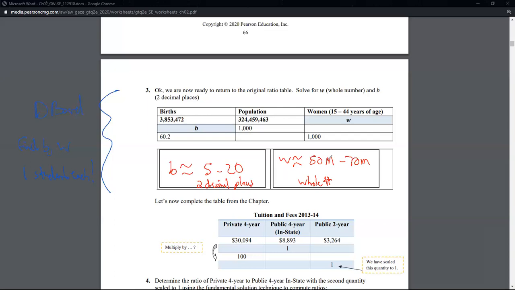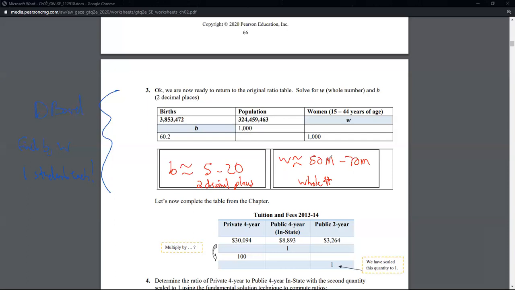It's not all women, it's only women between 15 and 44, and there's a lot of women less than 15 years old, and there's a lot of women that are older than 44. So those 1,000 women do not make up half the population. They make up maybe a quarter of the population, maybe a third of the population, because it's not including all women. That's why the birthing rate is going to be less than 30.